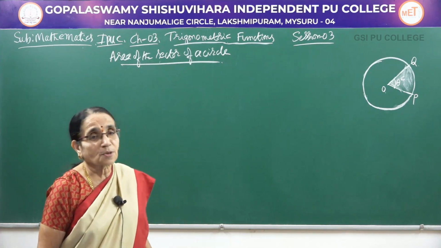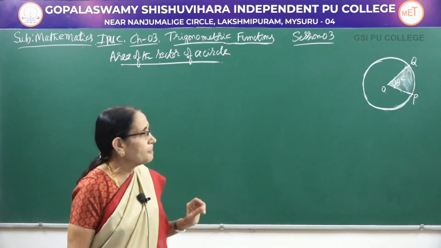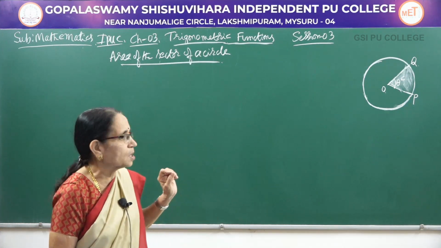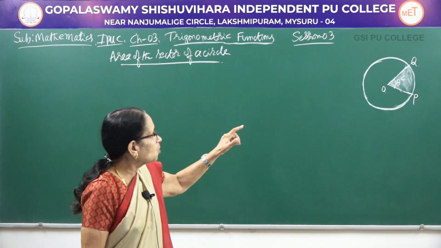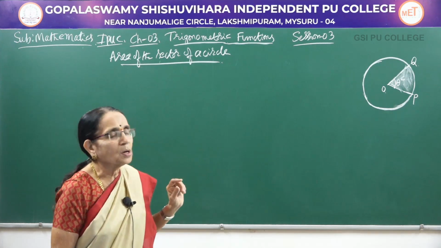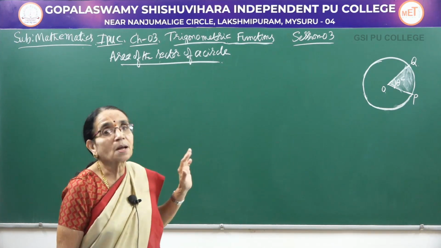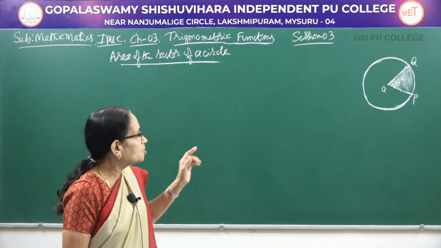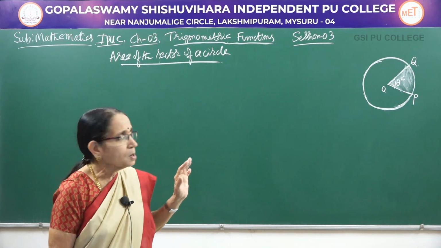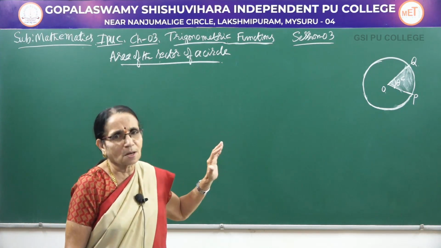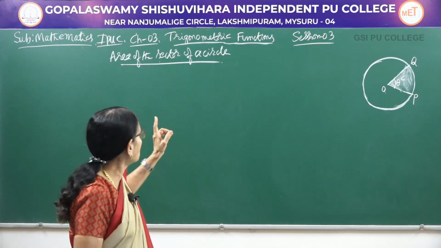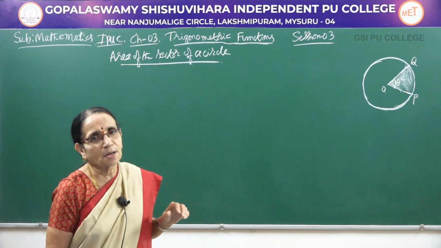What do you mean by the sector of a circle? I have drawn a circle there with O being the center and R the radius of that circle, and then I have taken 2 points P and Q on the circle such that the angle POQ is equal to theta radian. I have measured the angle in radian. The shaded portion there is known as the sector POQ. Sector means it is a part of the circle. I am interested in finding the area of the sector of the circle here.